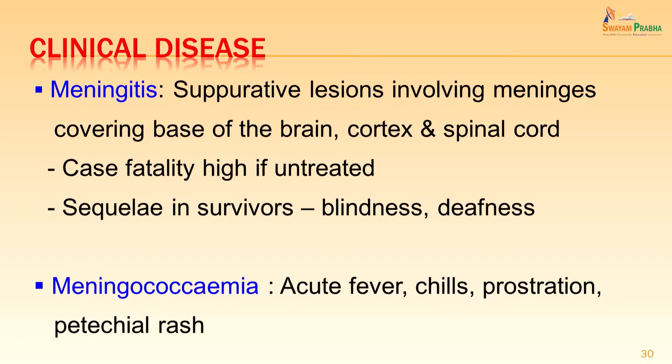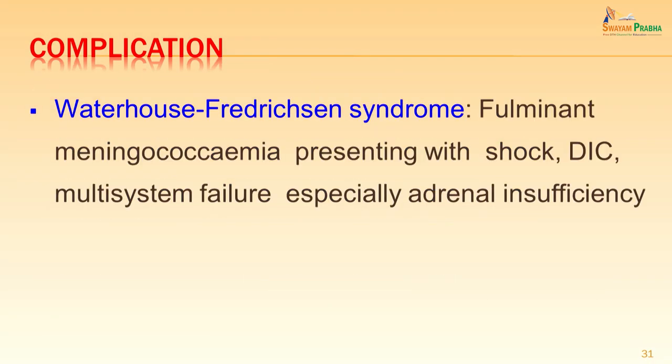Meningitis can also result in meningococcemia, which will present with acute fever, chills, prostration and petechial rash. In this particular patient, the patient had meningococcemia because the rash was present and meningococci were isolated from the bloodstream. A common complication of this infection is Waterhouse-Friderichsen syndrome, where you get fulminant meningococcemia presenting with shock, disseminated intravascular coagulation or DIC, and multisystem failure, especially adrenal insufficiency.